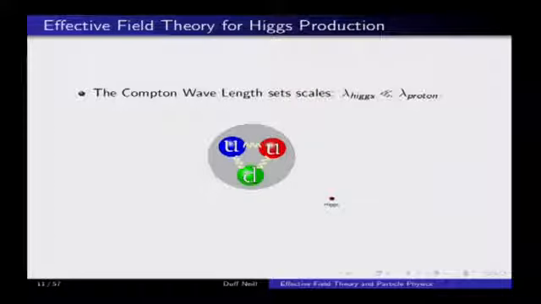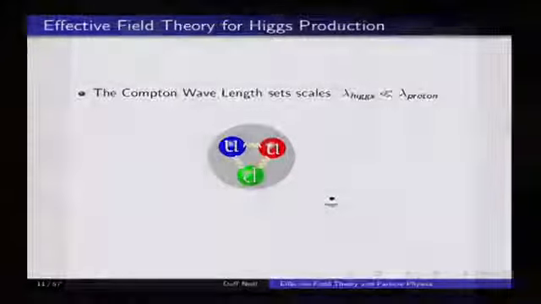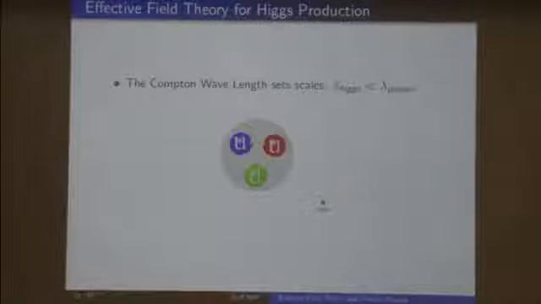Now, here's where effective field theory comes in. There are many different scales going on here. First, there's the scale of the proton itself. It's sort of typified by what is called the Compton wavelength of the proton. And that's just sort of the size of the typical wave function of a proton if you just plopped it at rest.